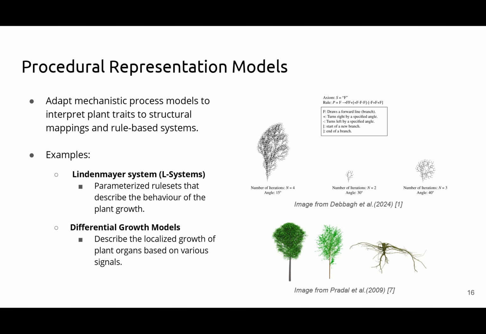So now our task is to try to take the outputs of our process model and try to map them to one of these representations. And this is where the representation model comes in handy.